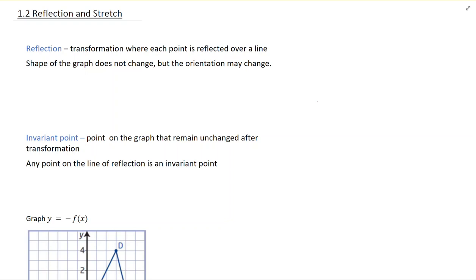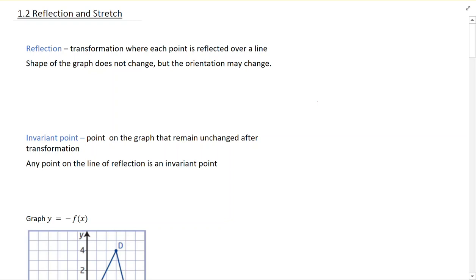Hello, so today is section 1.2 and the topic is reflection and stretch. Before we dive into more graphing today, we're just going to define a couple more words to add to our knowledge on transformations. The first word is reflection. So this is a transformation where each point is reflected over a line.